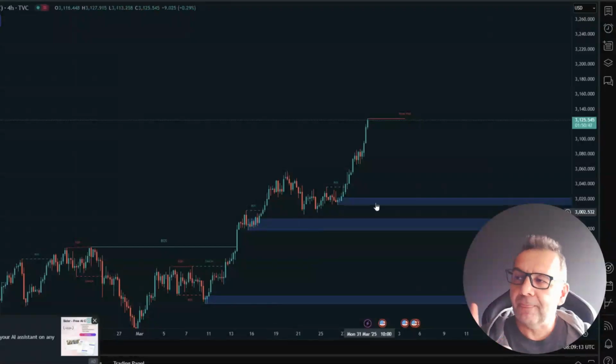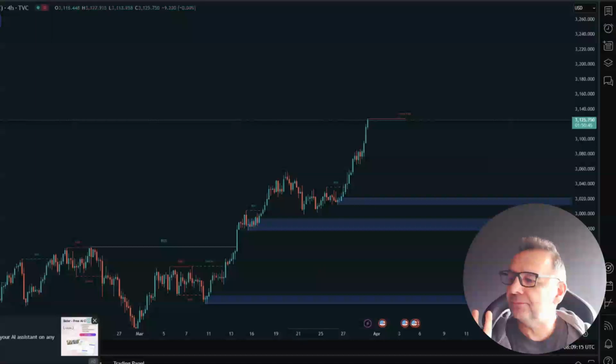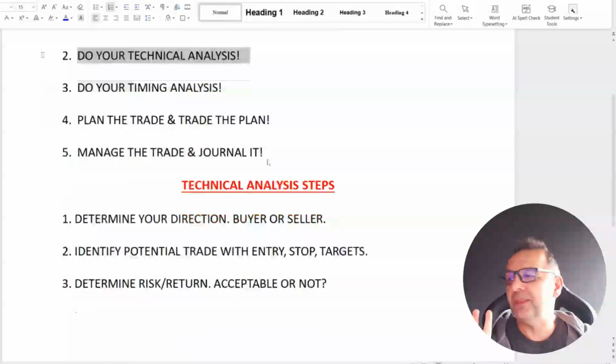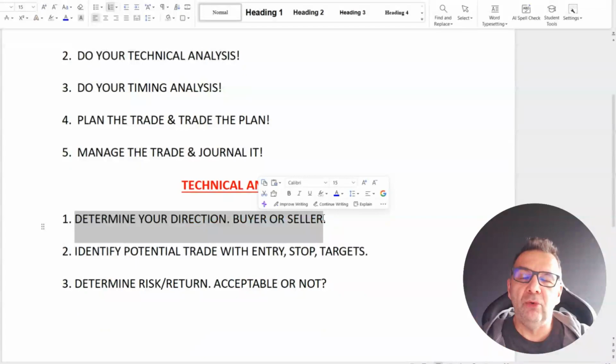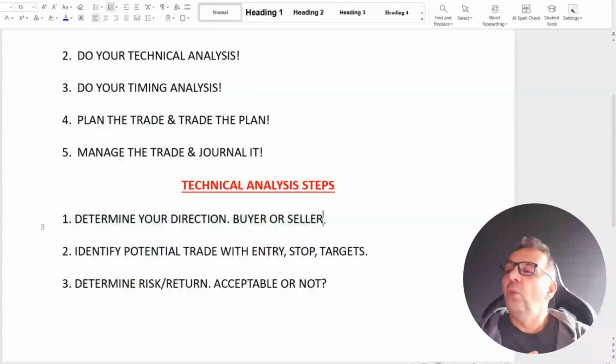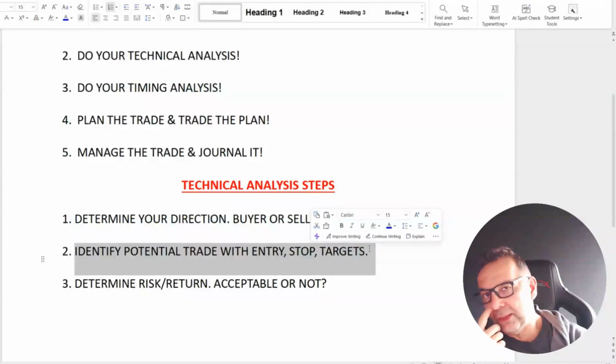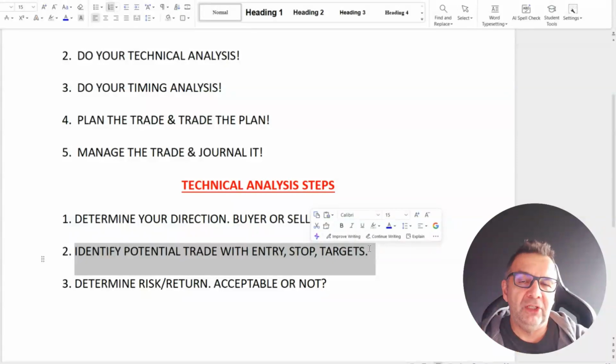So the next thing, technical analysis. Once you do your technical analysis, there are 3 steps in my technical analysis. One is I need to determine my direction. Am I going to buy or sell? Once I've decided if I'm going to buy or sell, I'm going to have to identify a potential trade with entry, stop, and targets. And this is something I show pretty much on the daily videos every day.